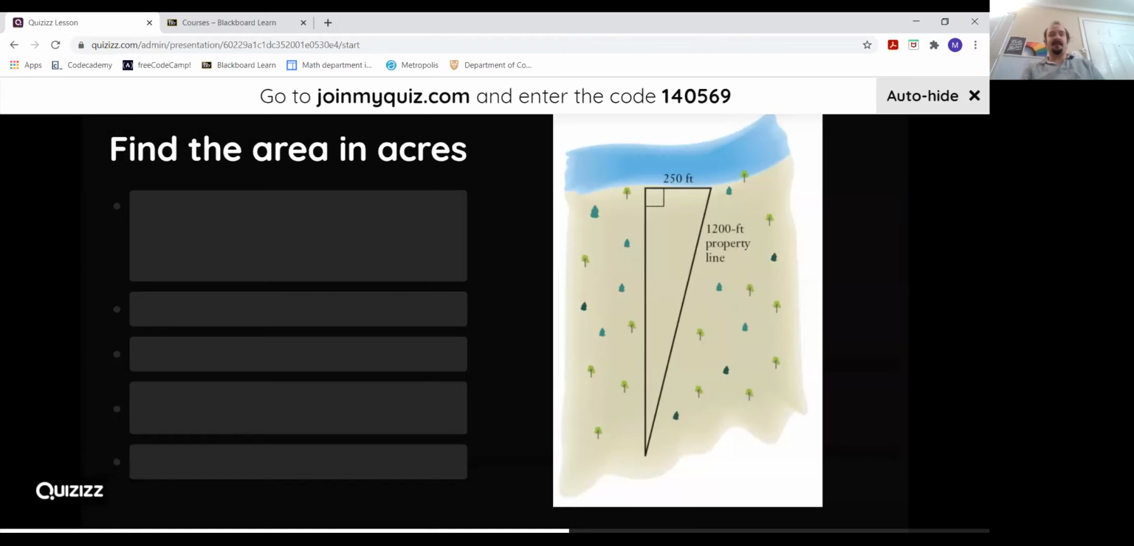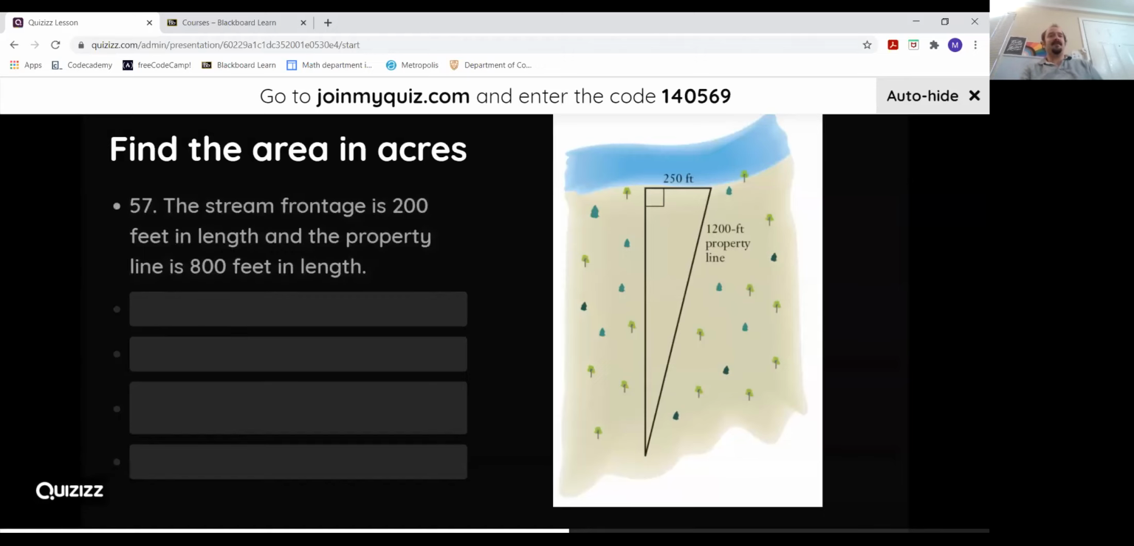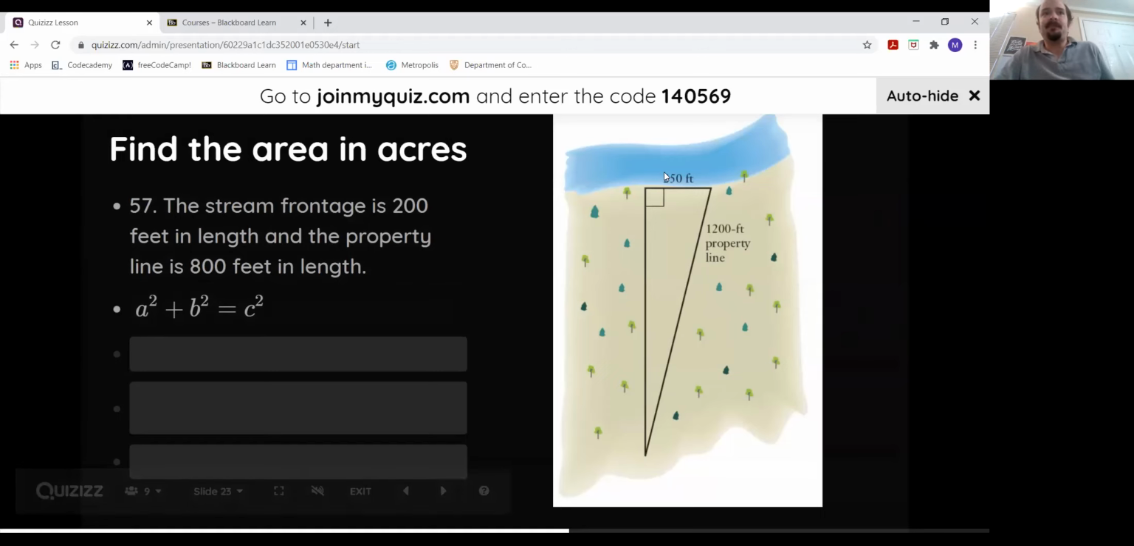Okay, so we're going to find the area in acres. So this is the picture that they give us. And then the problem says, we're going to basically use this picture, but the stream frontage, we're going to change this to 200. We're going to change this to 800. Getting a little bit ahead of myself. So they want us to find the area.